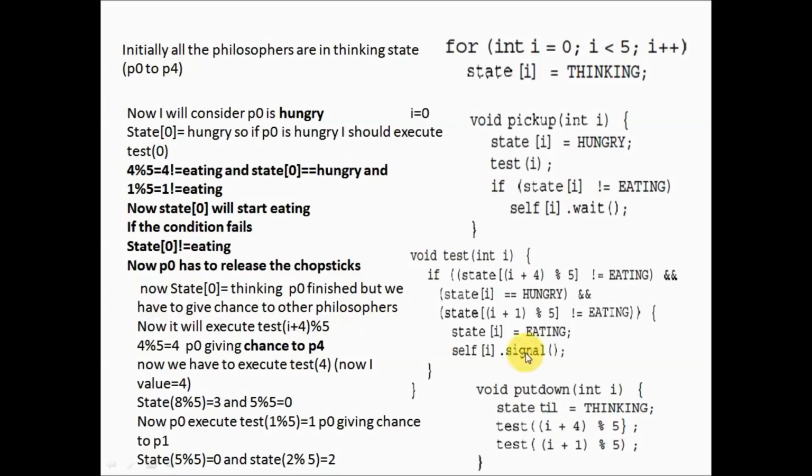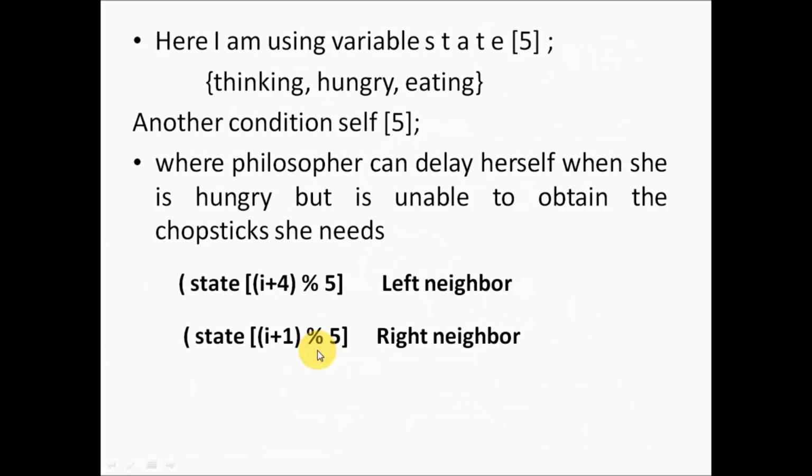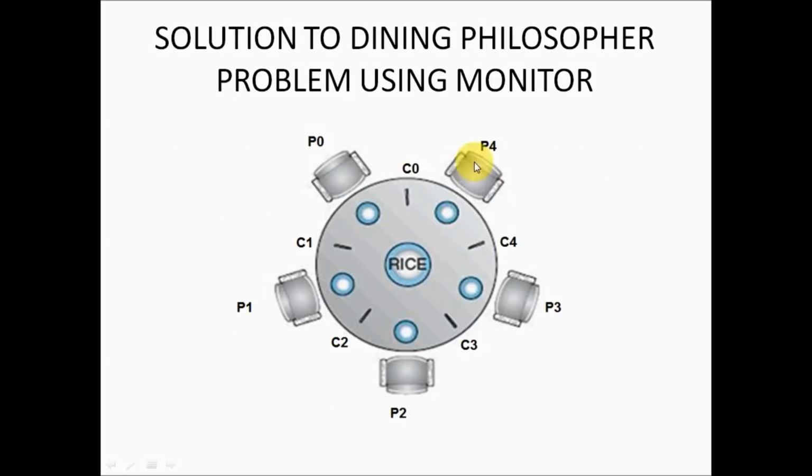Now how will I give the chance to other philosophers? I will explain this. What is the statement here? State of (I + 4) modulus 5. What is the I value? 0 only. So P0 is giving the chance to another process. See how it will give. 0 plus 4 is 4, modulus 5. 4 modulus 5 is 4 only. So P0 is giving a chance to P4. Now after the completion of the eating, P0 is giving a chance to its left neighbor, that is P4.